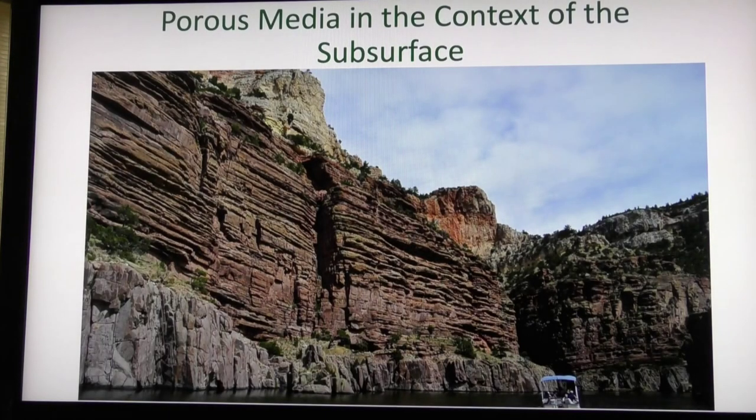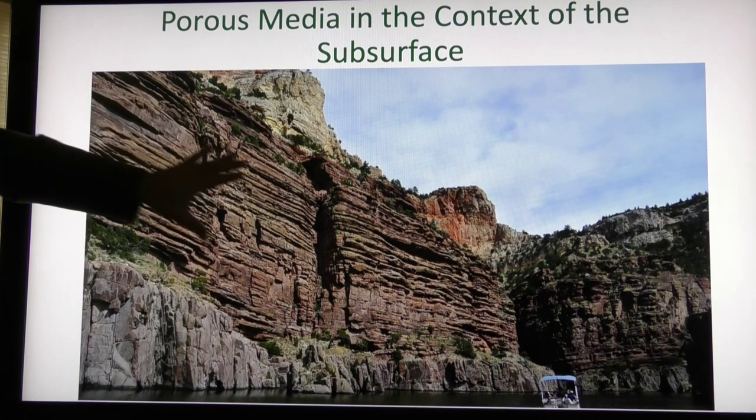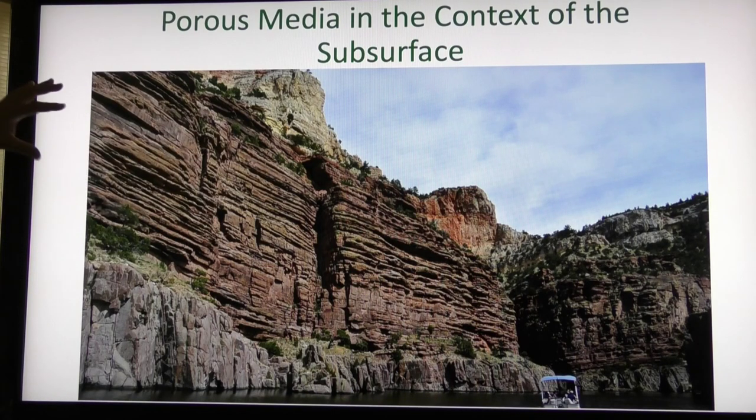The next idea is the use of the microfluidic platform to think about heterogeneity. This is a picture I took at the Alcova Reservoir. This is an Aeolian sandstone that is the source for significant production of oil and gas in the state of Wyoming, and this particular location is exposed, but not too far away from this particular geographical location, that same formation is responsible for significant production of oil and gas.